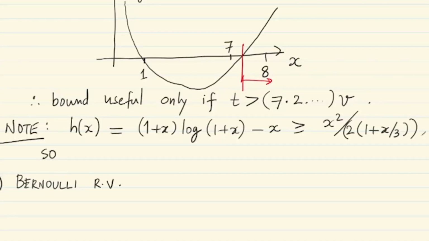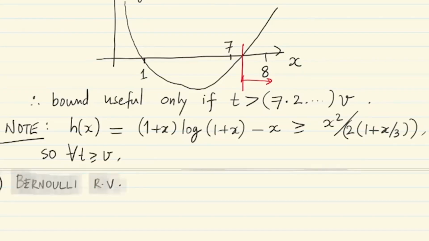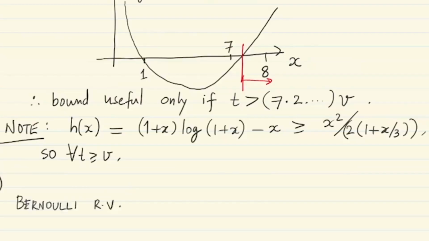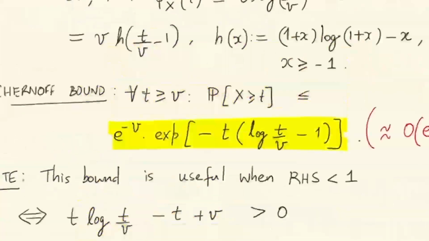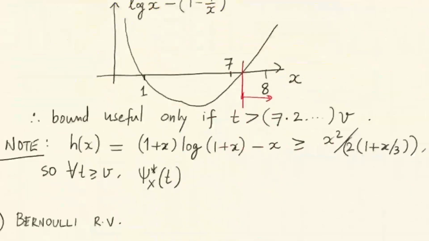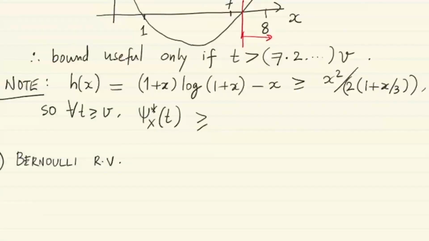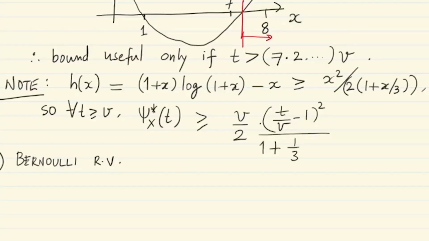And so this means that for all t greater than or equal to v, Cx star of t, which was just h of t by v minus 1 into v, you can lower bound as v by 2 into t by v minus 1, the whole square, divided by 1 plus 1/3 of t by v minus 1.